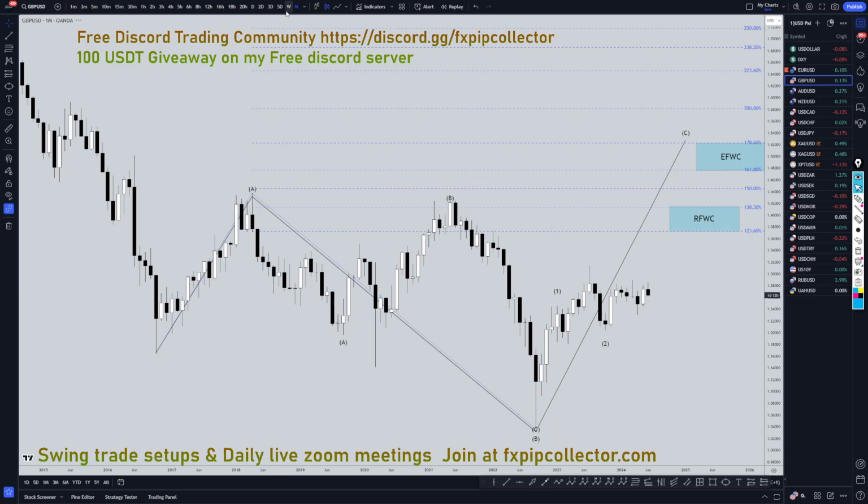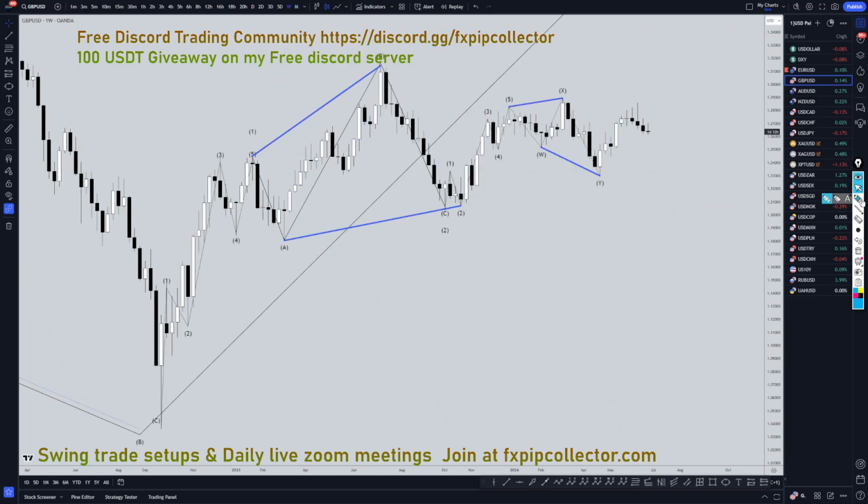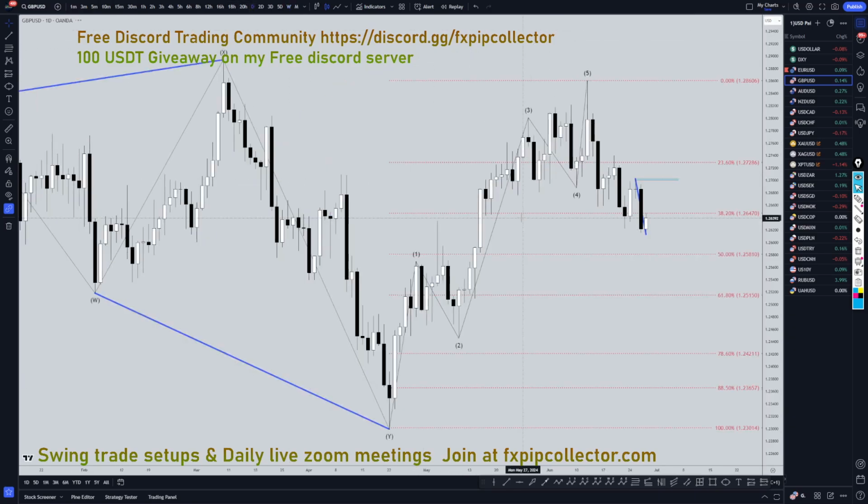So, heading down to the weekly time frame. On the weekly time frame, I think this is likely a wave 1. I think this is a WXY, likely a wave 2. I think that on this weekly time frame, it is very likely to continue to make higher highs, higher lows in a wave 3.